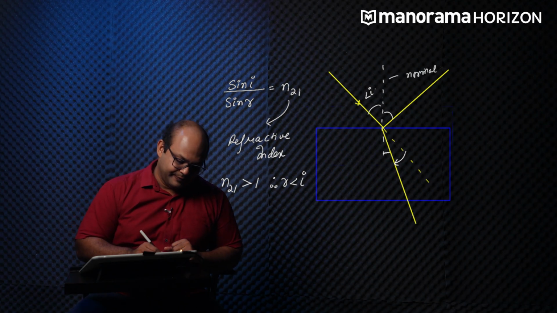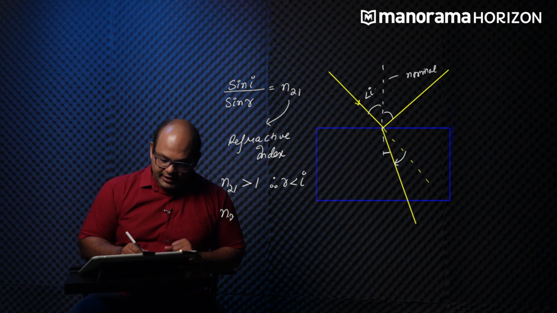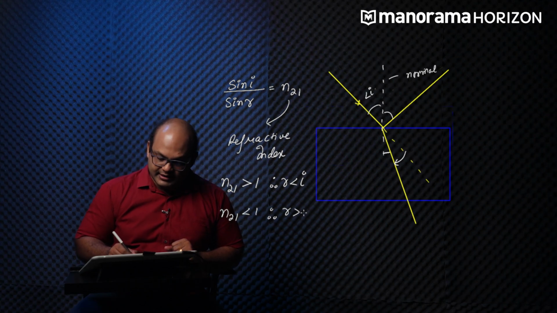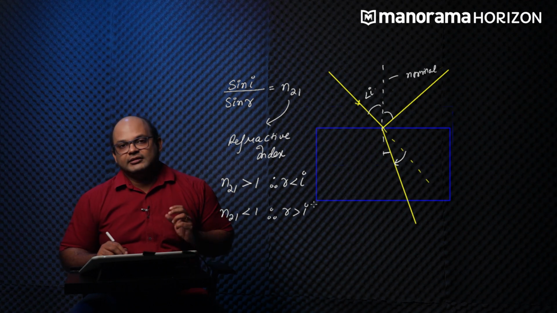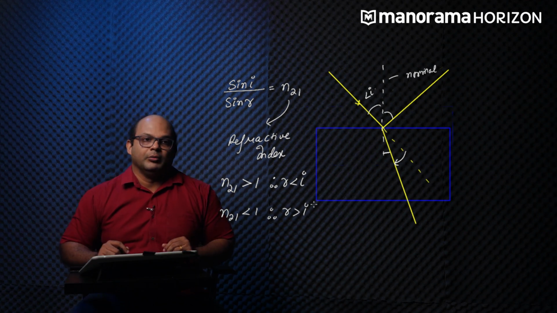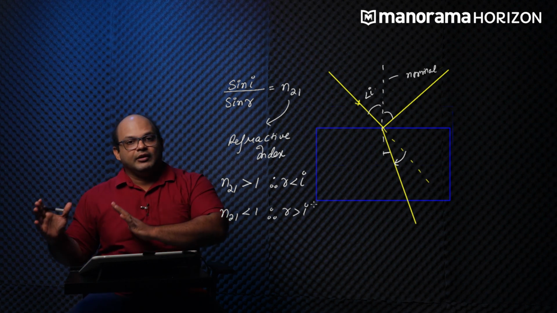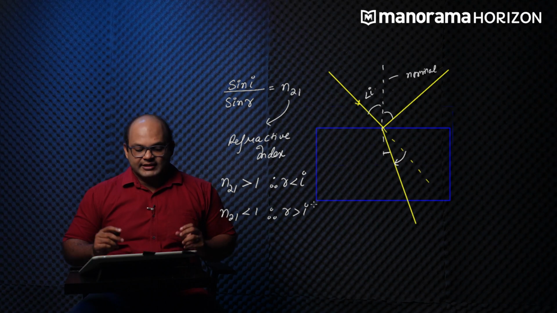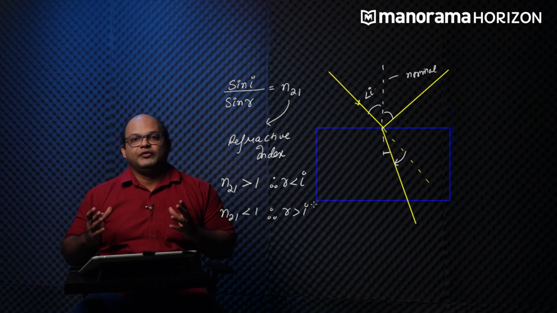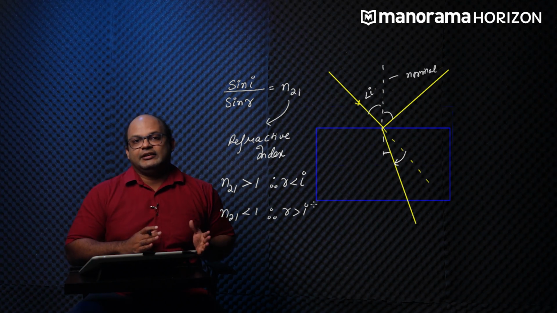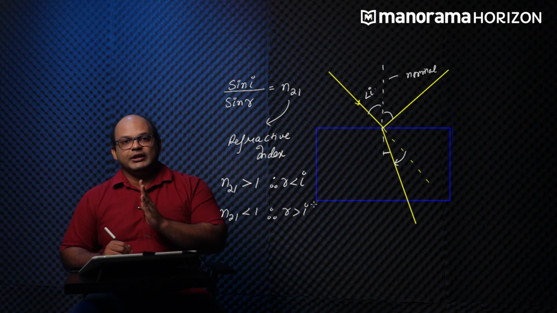On the other hand, if n21 is less than 1, which implies that R is greater than I, in that case, the refracted ray will bend away from the normal, and we will see some cases where this is happening, where the refracted ray is bending away from the normal. So this is the basic meaning of refraction. It is the bending of light as it is traveling from one medium to the other.